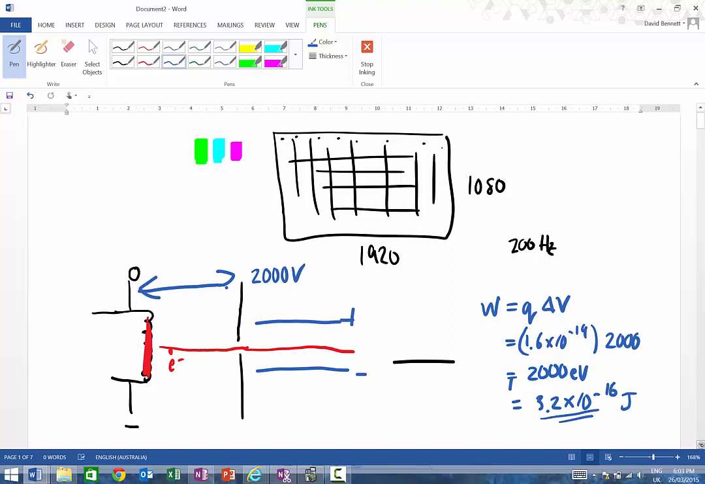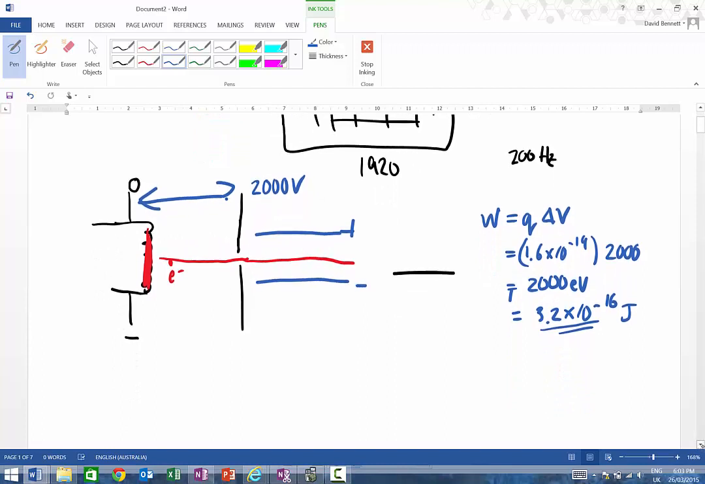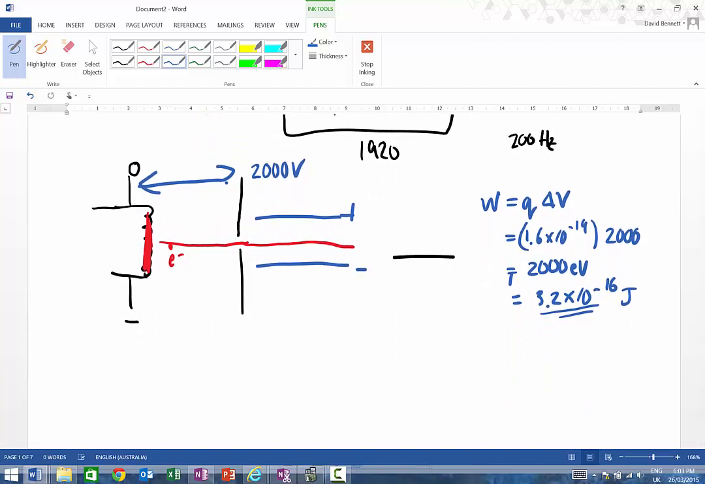Now the interesting thing we have to see from here is how fast that electron will be moving. That's something we do want to know. We know the work is equal to the potential energy that it's lost or gained, which is also equal to the kinetic energy that it's gaining. So the kinetic energy is equal to half the mass times the velocity squared, and that's equal to the energy that we have over there, which is the work, 3.2 by 10 to the minus 16.